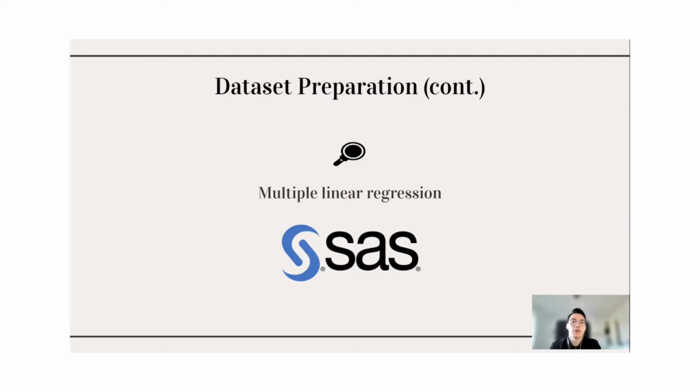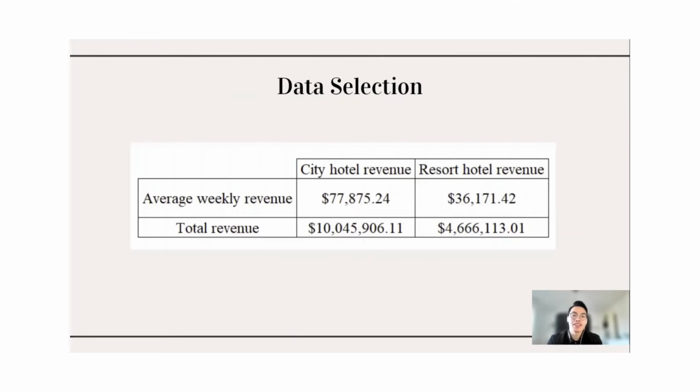For the multiple linear regression, we had to prepare an Excel file to aggregate all three variables on a weekly basis. We then imported this file into SAS. In terms of the data selection, we decided to perform a multiple linear regression analysis on the resort hotels as the average total revenue and the total deseasonalized revenue was over 50% below the city hotels.